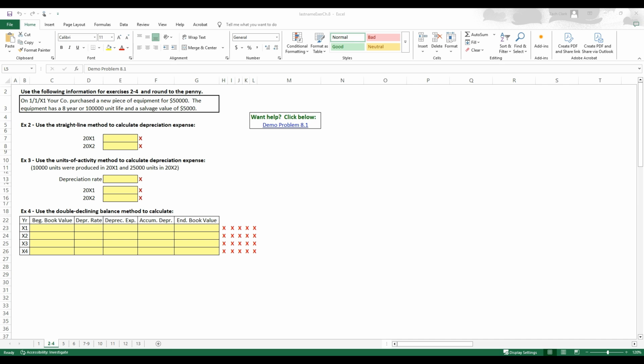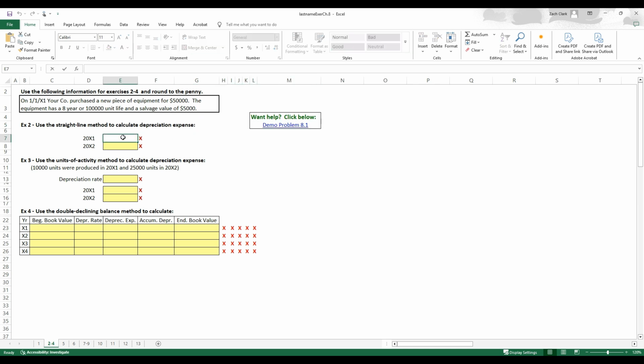Okay, so we've got a piece of equipment, $50,000, 8-year life, or this is 100,000 unit life. So whatever it is, we looked at certain examples of units for depreciable items, like miles for a vehicle or number of copies for a photocopy machine, etc. Whatever it is that kind of wears down the equipment, depreciates it. And a salvage value of $5,000.